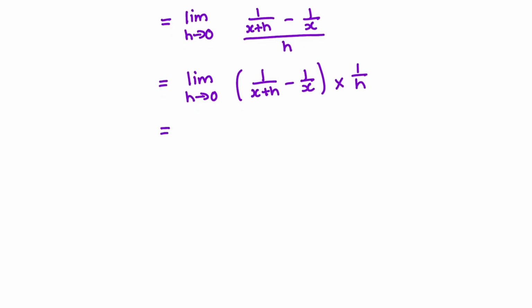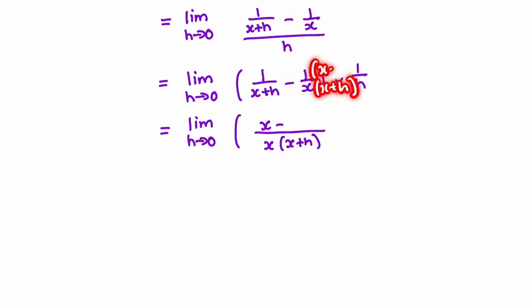Now if I simplify my brackets, I'll have the limit of h towards 0. And here, to make a common denominator, I'll have x times (x plus h). And in the first term, I need an x in the denominator, so I need to multiply the numerator with x as well. So that is x minus, and then in our second term, we need x plus h, so I multiply the top and the bottom with (x plus h). And notice that I'm using brackets. And this is multiplied with 1 over h.